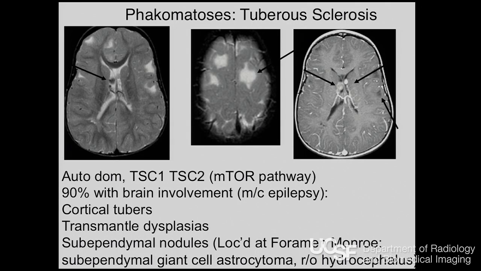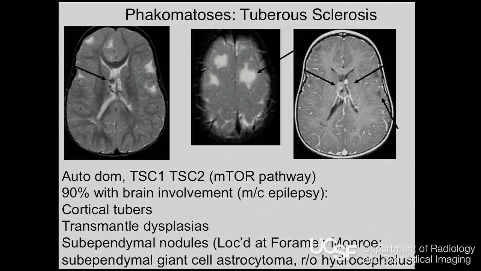These are not tumors, but rather areas of dysplasia. When the dysplasia extends all the way from the cortex down to the ventricle margin, we call them transmantle dysplasias. And they can also have these dysplastic nodules along the walls of the ventricles. We are particularly concerned when these nodules occur near the foramen of Monro, because they can enlarge and lead to hydrocephalus because of obstruction of CSF drainage.